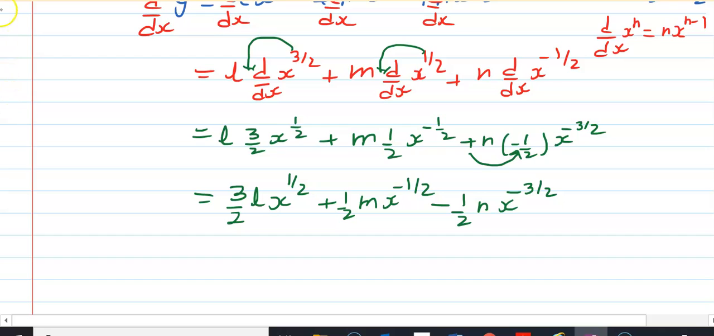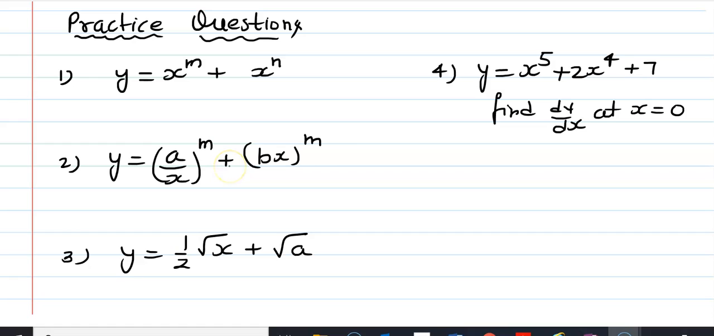Let's go for another question. And when I'm giving another question, please pause the video. First you try, then you can check your solution with my solution. Okay guys, so these are 4 practice questions. Please pause the video and have a go. So welcome back. If you have tried, you can check your answer with my answers.